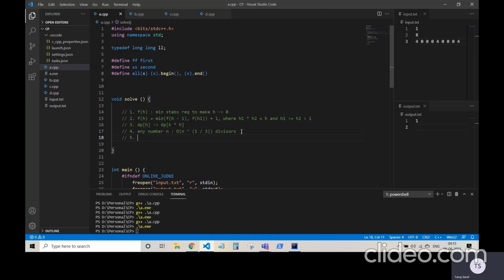However, if I iterate on multiples, then the overall time complexity turns out to be order of n log n, right? So I think if you have used a sieve of Eratosthenes ever, then this part should be very clear. Or if you have ever iterated over multiples of a number, right? Let me quickly go over that.